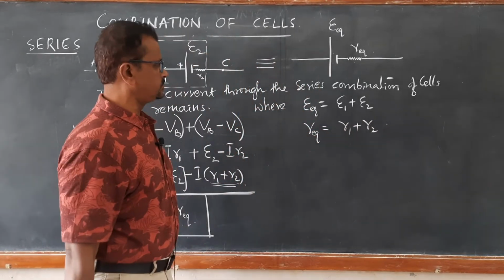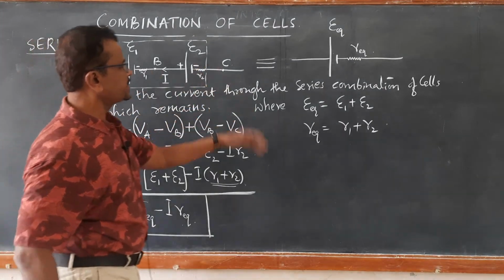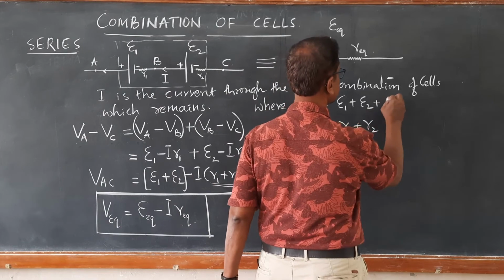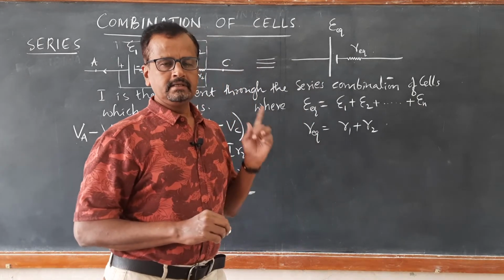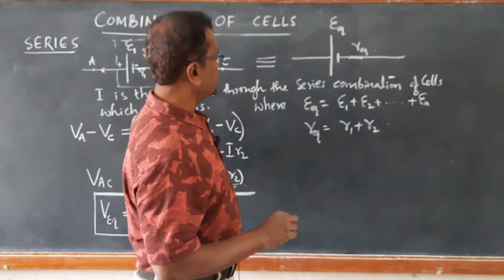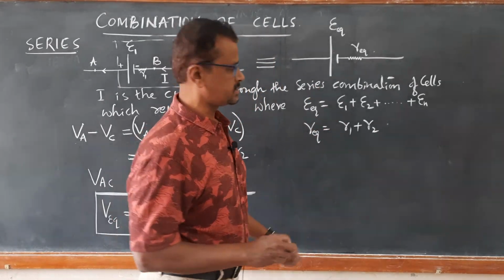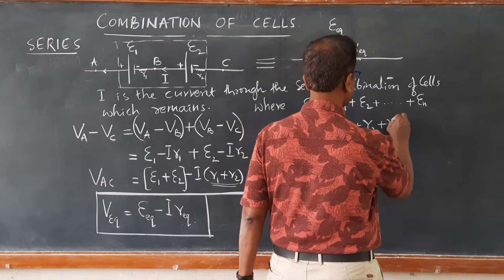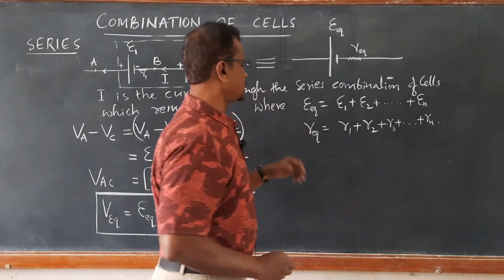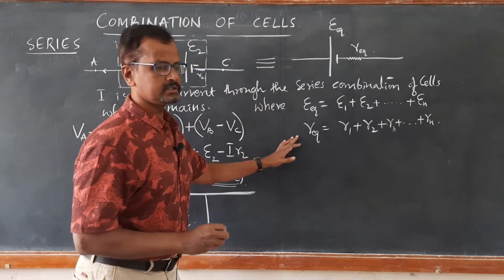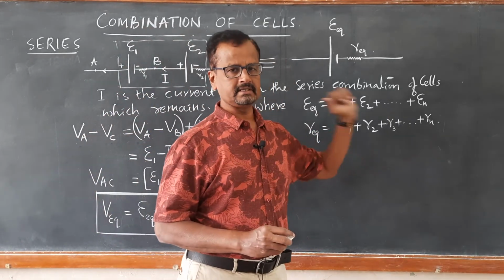R1 plus R2. If there are n number of cells, then it will be just taken as plus and so on up to En, where En is the EMF of the nth cell connected in series. Accordingly, if the internal resistances are R1, R2, R3 and so on up to Rn, this is the internal resistance. The equivalent internal resistance of cells connected in series is equal to the sum of all the internal resistances of the cells.